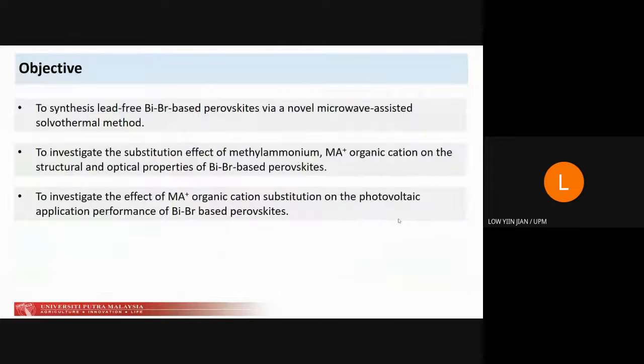Okay, and hence, based on the previous statement I stated before, the objectives for my PhD project are, first, to synthesize the lead-free CsBiBr-based perovskite via the novel microwave-assisted solvothermal method. The second one is to investigate the substitution effect of the methylammonium bromide organic cation on the structural and optical properties of the CsBiBr-based perovskite. And the third one is to investigate the effect of the MA+ organic cation substitution on the photovoltaic application performance of the BiBr-based perovskite.